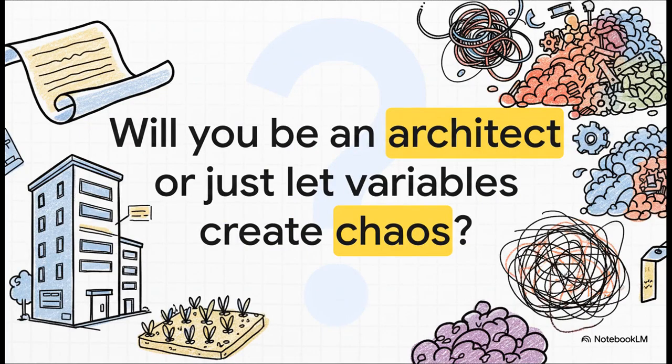So there you have it. We've just walked through the entire hidden blueprint of a C program. From the private rooms of local variables to the public hallways for global ones. From the permanent marker of static to the stone tablets of const. The secret life of variables, well, it's not so secret anymore, is it? So the real question is, now that you know the blueprint, what kind of programmer are you going to be? An architect who builds with purpose, or one who just lets variables run wild and create chaos? The choice is yours.